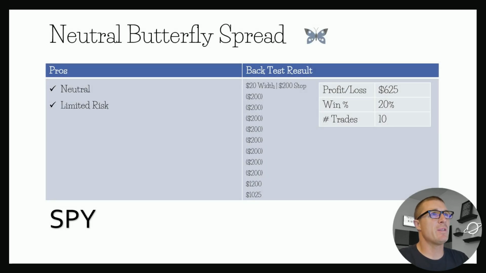So the first trade I wanted to take a look at was the traditional, standard run-of-the-mill butterfly. That was a neutral butterfly, buying one leg really far in the money, selling two calls or puts right at the money, and then buying one further out of the money. And for all of these, you'll see my back test result there. I used a $20 wide with a $200 stop.